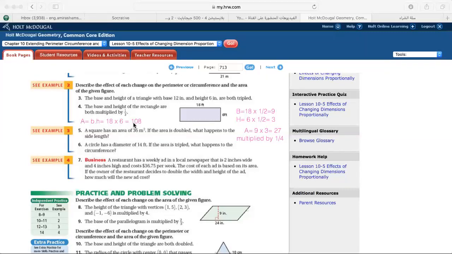And if you want to check your answer, multiply 108 by 1/4. It will be 108 divided by 4. You will get 27. Again, to check your answer, 108 multiplied by 1/4 is equal to 108 over 4, so it is equal to 27, which is the new area that I got. So when you find the two numbers are different, divide the old one by the new one to get the relationship between them.